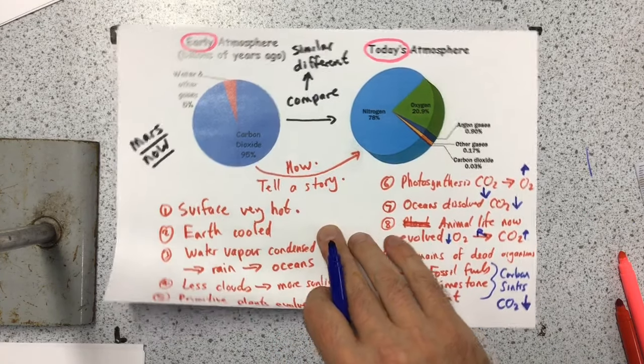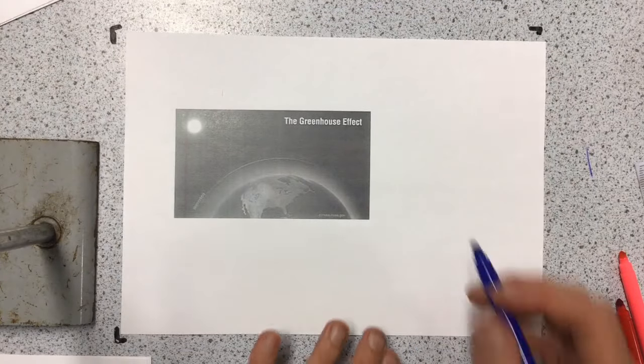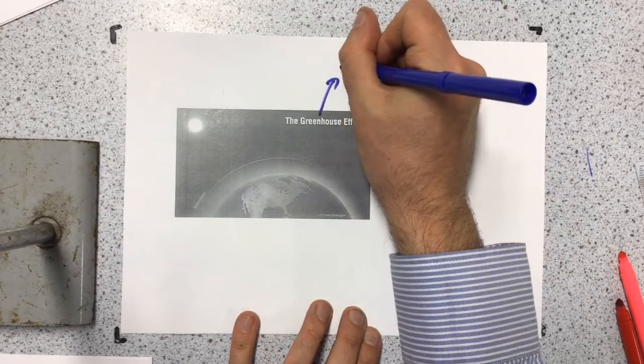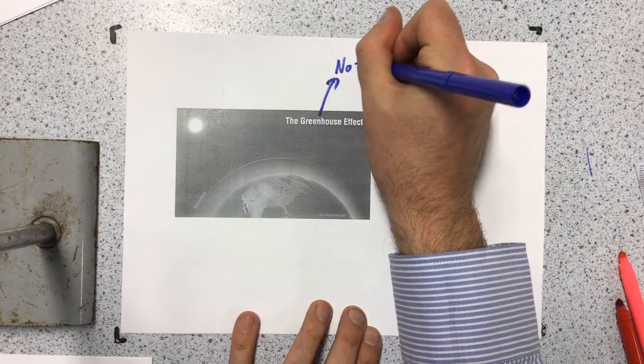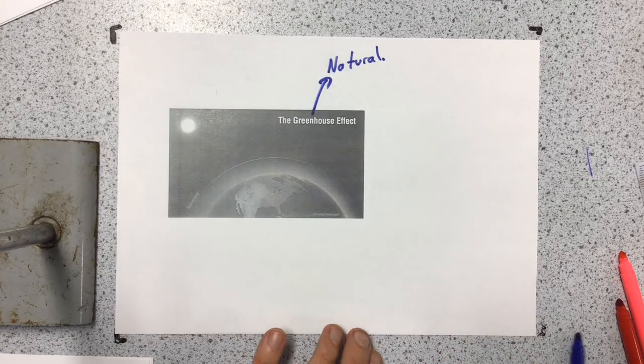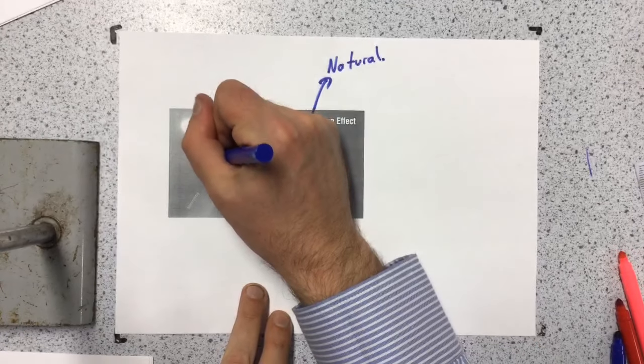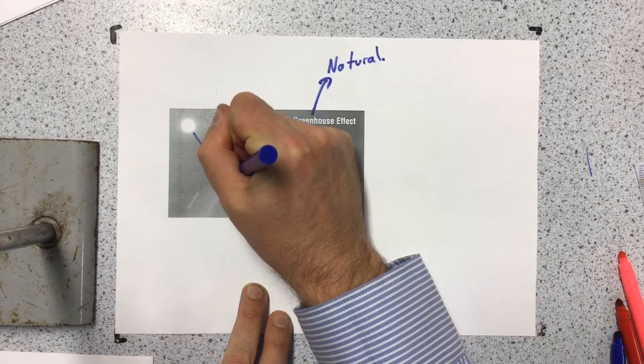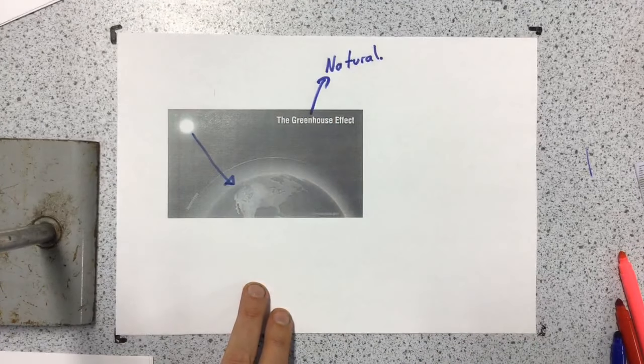Okay, now, next thing, we're going to talk to you about the greenhouse effect. Now, first of all, what you need to know is that the greenhouse effect is natural. Okay, man did not create the greenhouse effect. Now, what happens is that ultraviolet radiation from the sun warms up the surface of the earth.